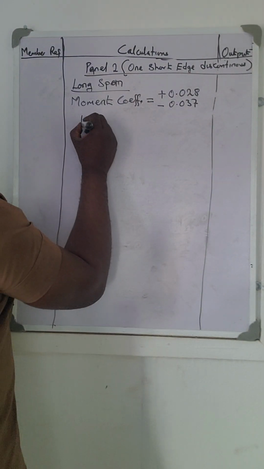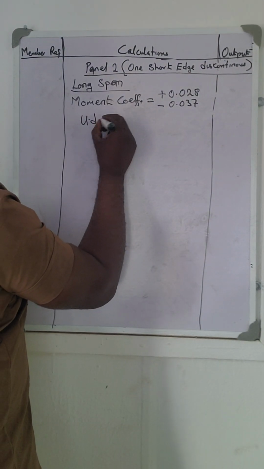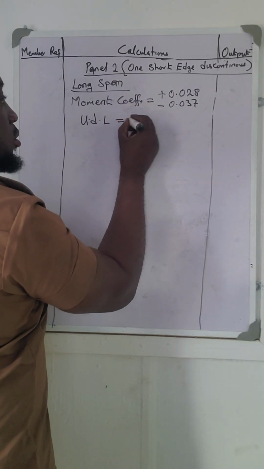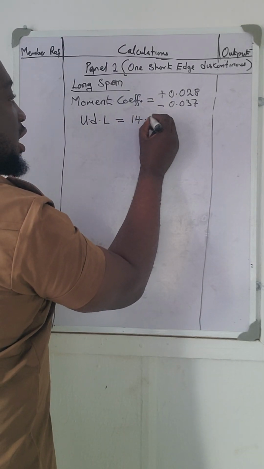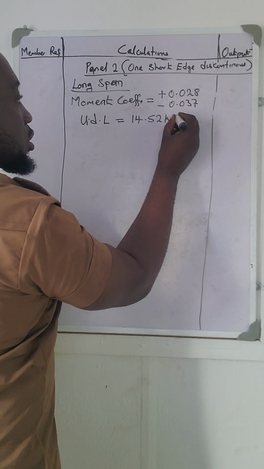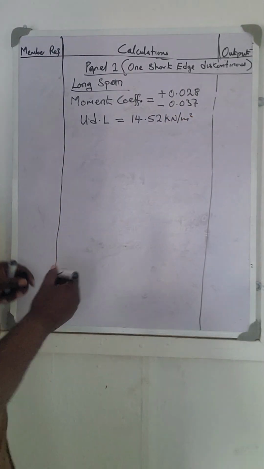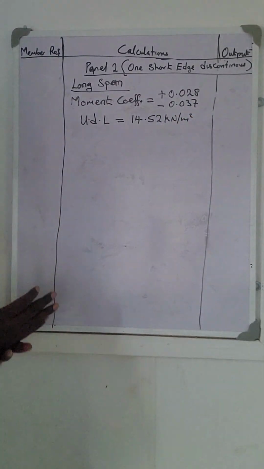Now, what was our UDL? Our UDL is 14.52 kilonewton per meter square. All right. Now, our new D.